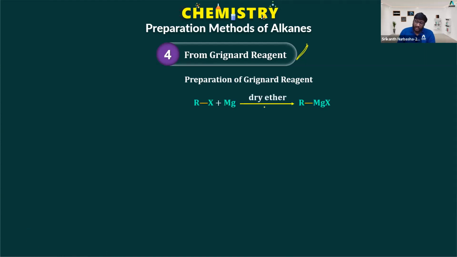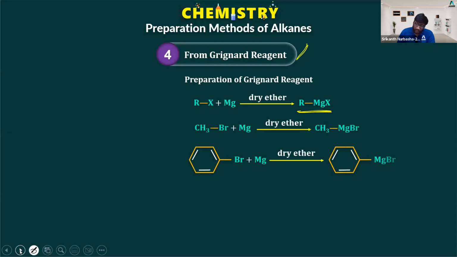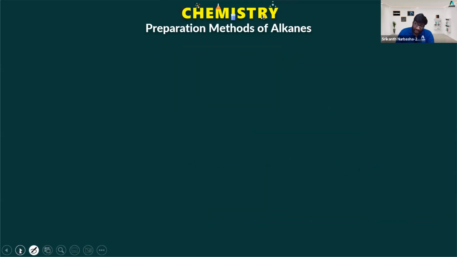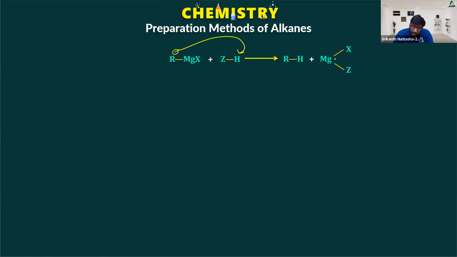So RX plus Mg in the presence of dry ether forms RMgX. CH3Br plus Mg gives CH3MgBr. PhBr plus Mg gives PhMgBr. Grignard agent behaves like a base and reacts with compounds containing acidic hydrogen. RMgX plus ZH, hydrogen connected to Z, where Z is a more electronegative atom. It forms R minus, which will try to pick up the proton, and Mg connected with X and Z.